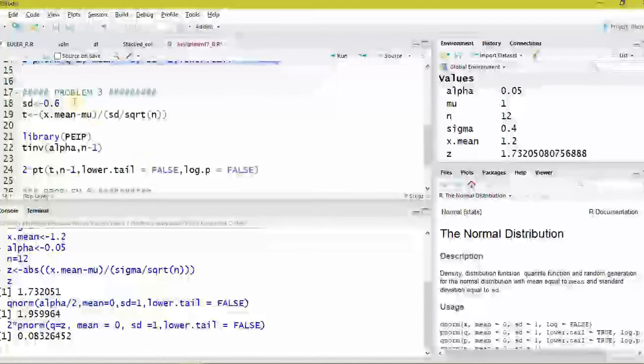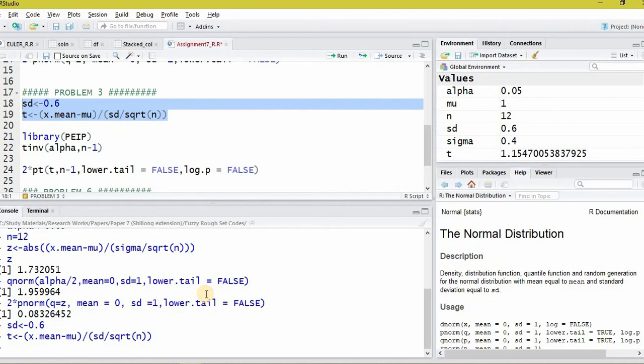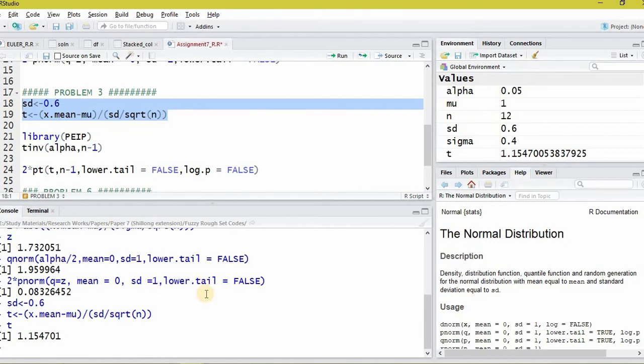So we have standard deviation SD equal to 0.6, which is nothing but the sample standard deviation, and T is equal to the sample mean minus the population mean, divided by the standard deviation over the square root of n. So here we get the T value, which is 1.15. This is our observed T value. Now we have to check whether this observed T value is greater or less than the cutoff T value. So what is the cutoff T value? How do we get that?